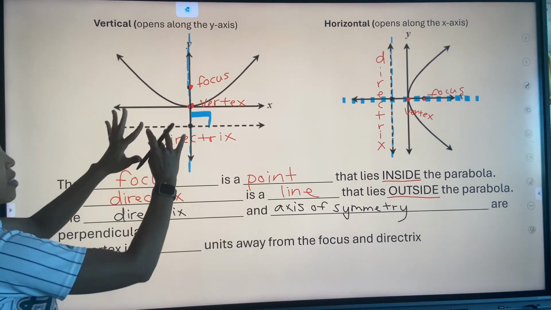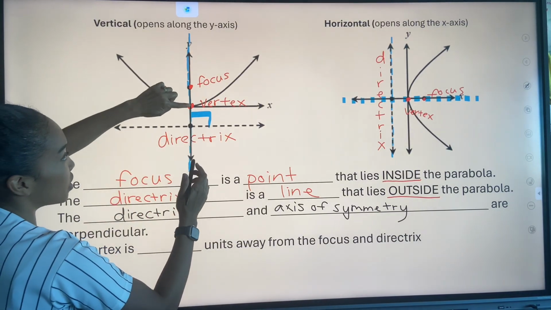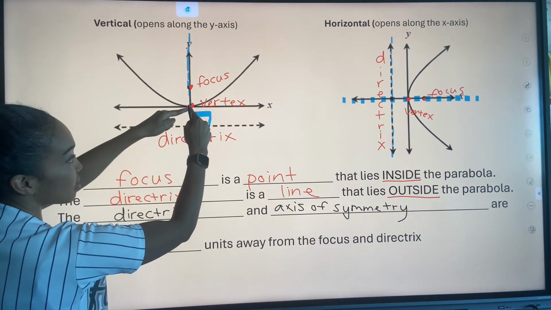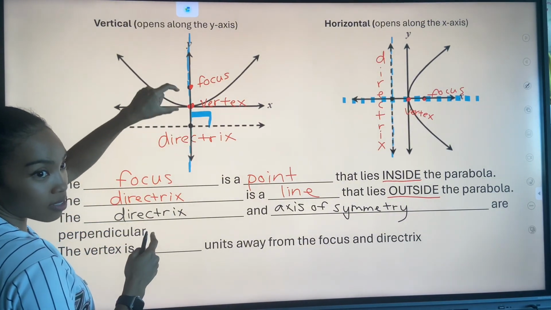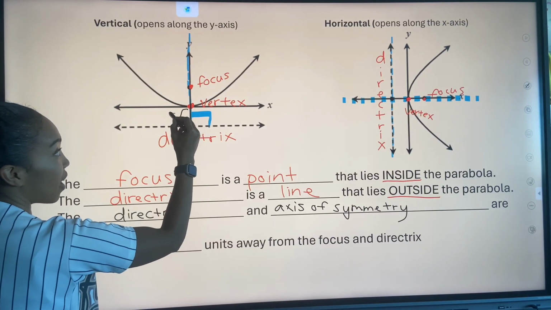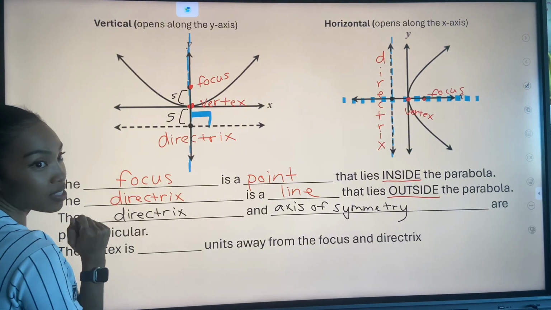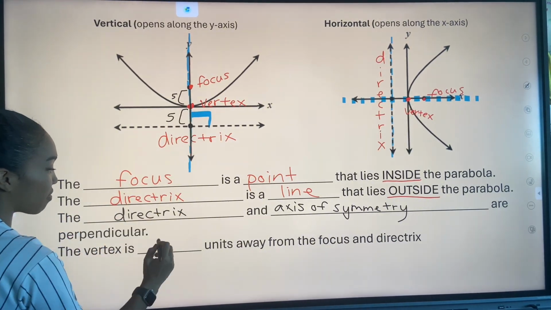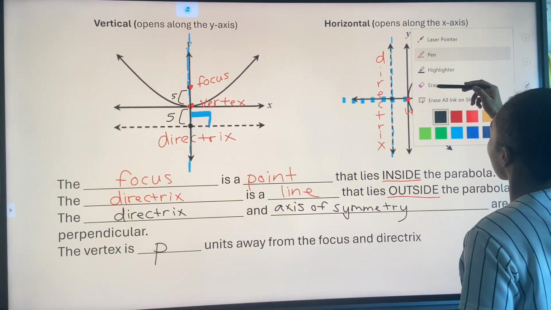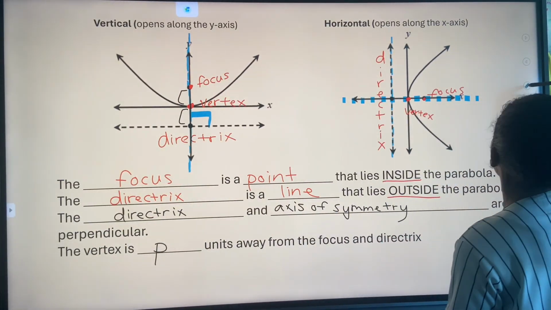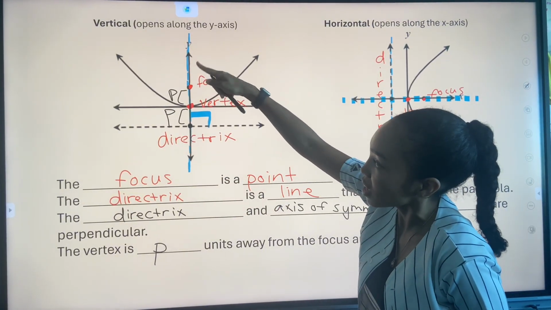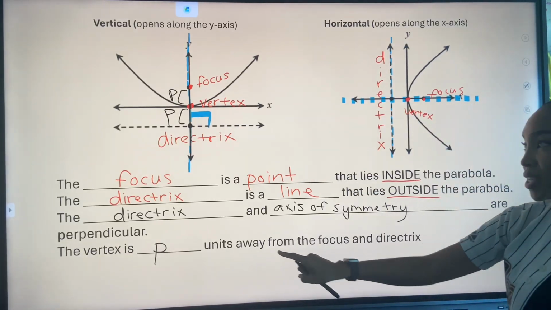Now, we want to make this uniform. The distance from the vertex to the focus is the same as the vertex is to the directrix. They're equidistant. They're the same distance, okay? So from here to here, if this is 5, that means this is 5 spaces away, okay? This is called the p-value. It is p units away from each other. So I'll label this up here as p. That's the distance from the vertex to the focus and from the vertex to the directrix. That is your p-value.